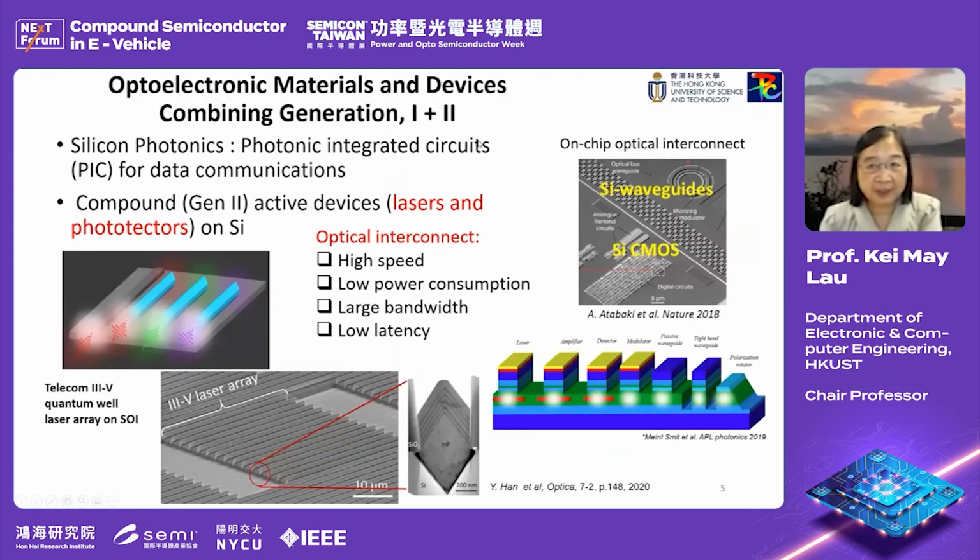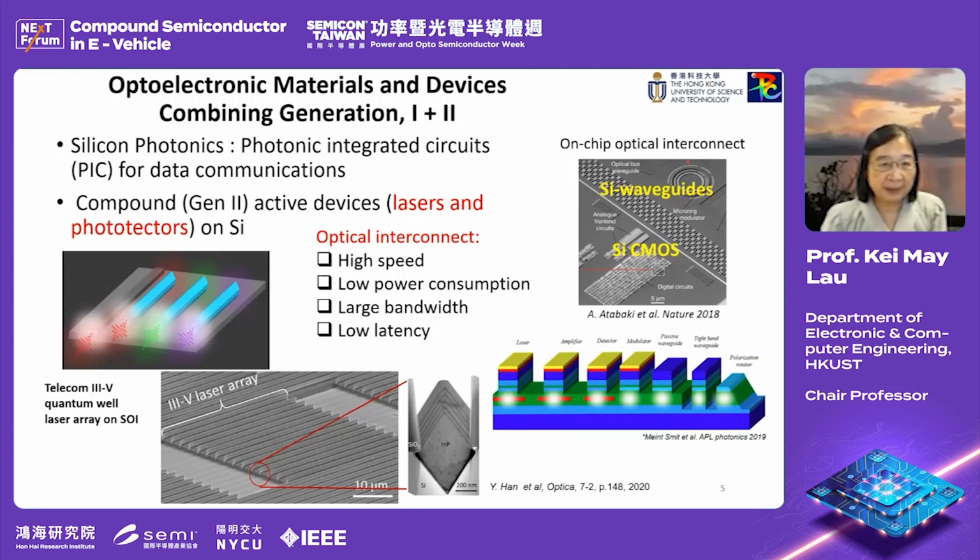And another thing that I will talk about later on is the optoelectronic materials and devices that combine generation 1 and generation 2 semiconductors. That means silicon. And for those of you who are working on photonics, silicon photonics has been developed for the past 20 years, and it's really fast, and people are really deploying silicon photonics. And these are the photonic integrated circuits for data communications in all the data centers. There's a huge need for that.